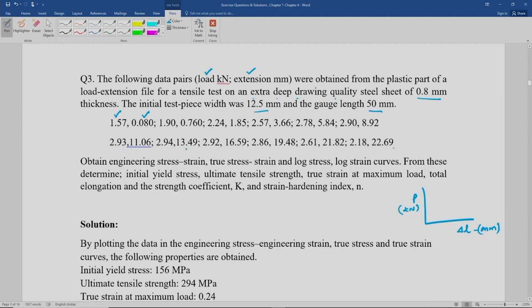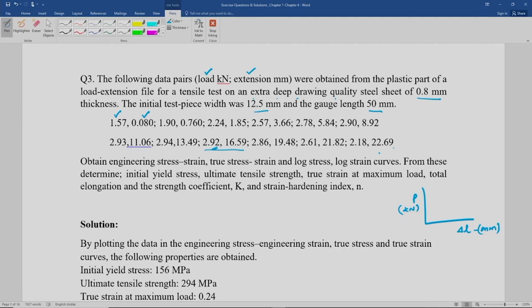2.9, 2.93, 94, 9, this 92, we have to check this. Anyway, this is 2.x. You can neglect this data point also. It's fine. It's decreasing, 9.4, then 9.2. Then you have 16.59. Then 8.6. Then 2.61, 2.18. You have 22.69.